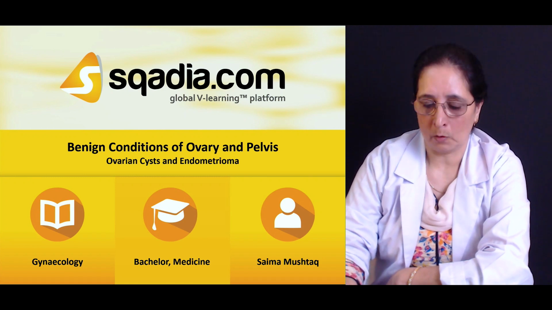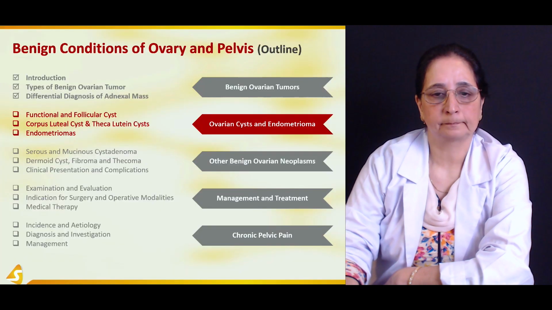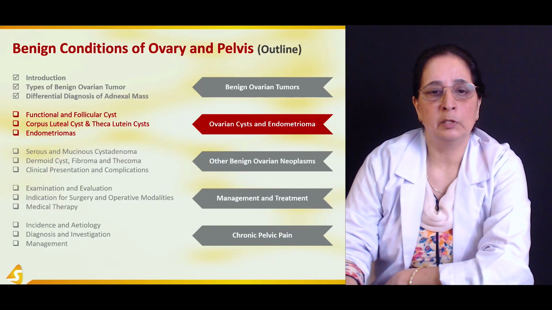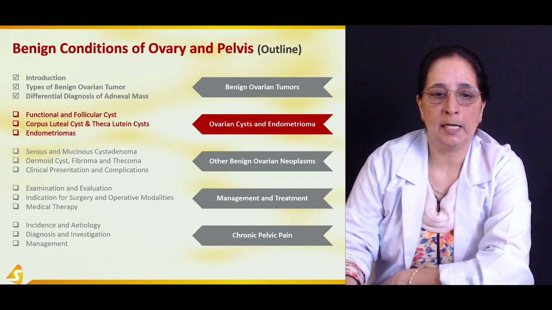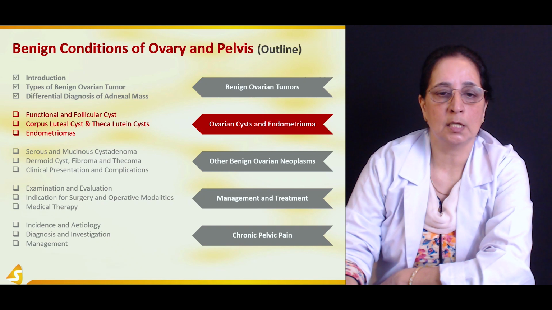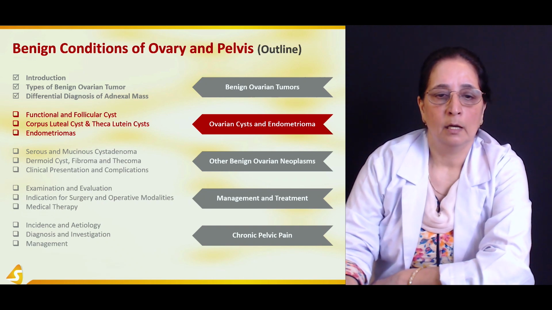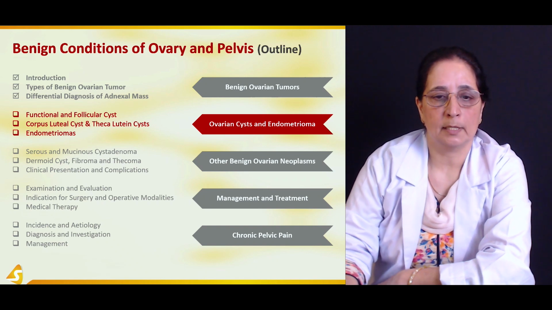We will talk about ovarian cysts and endometrioma. We will talk about different types of the ovarian cysts, in which we have corpus luteal cyst, functional cyst, theca lutein cyst, and the corpus luteum cyst.